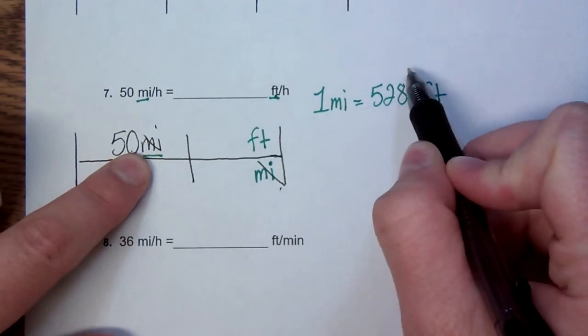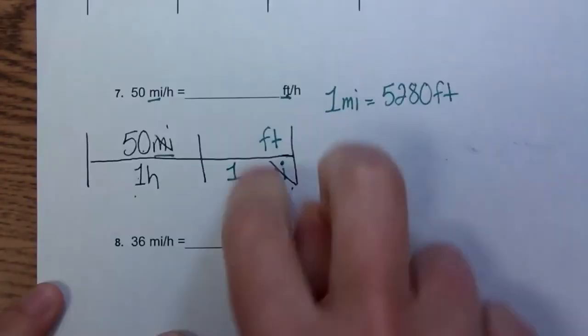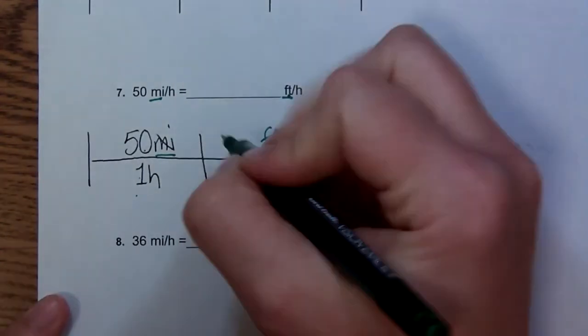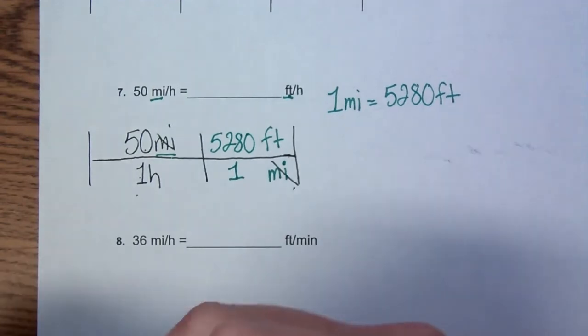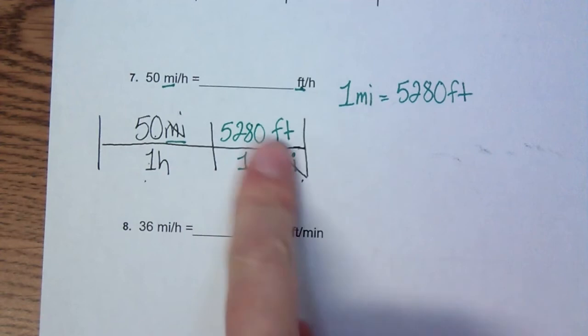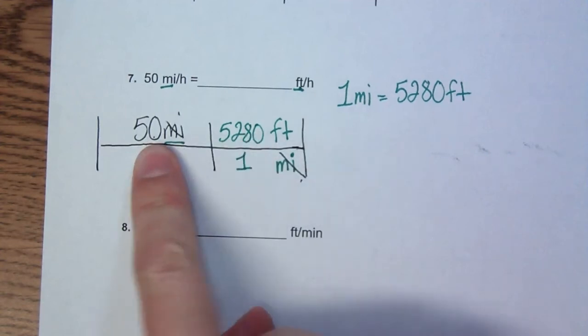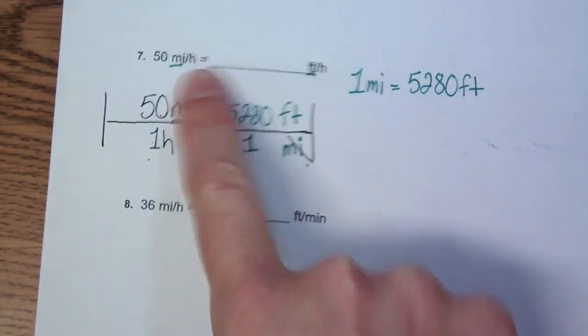But first I need some numbers. For every 1 mile, so I'm going to put my 1 down here with my miles, there are 5,280 feet. Okay, now that I have what I need and I've changed all the things I need to change, I've changed miles to feet using this. It's going to take 50 miles and multiply it by feet and give me feet. And I don't need to change my hours.